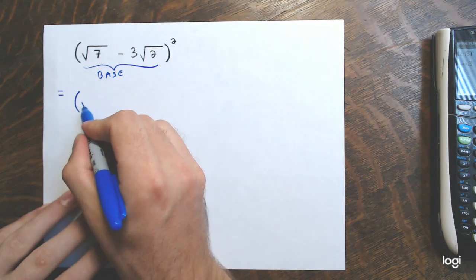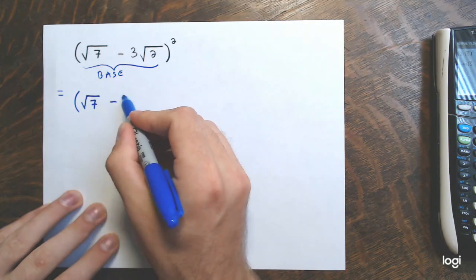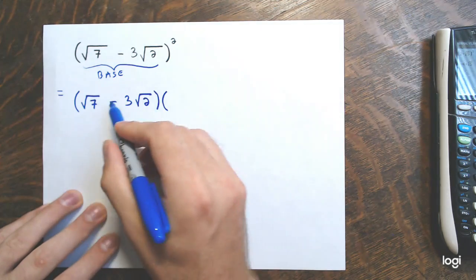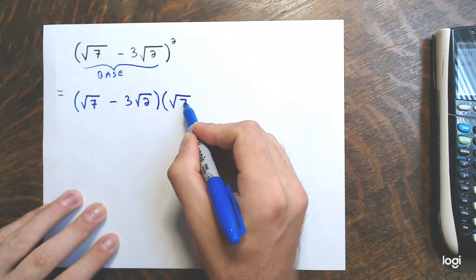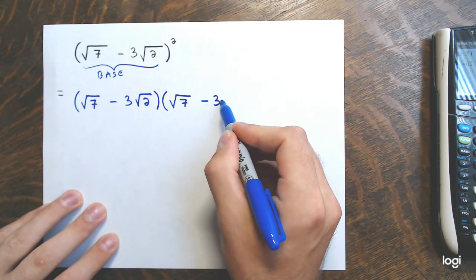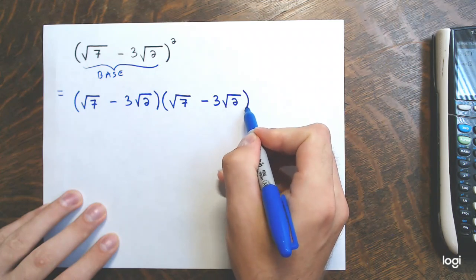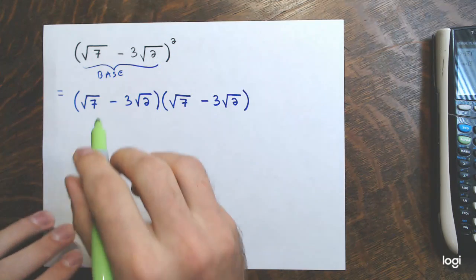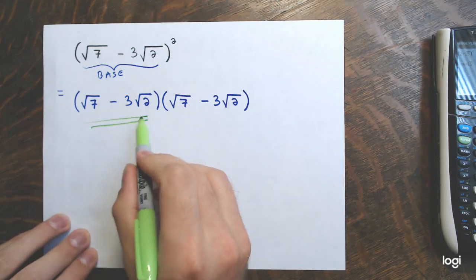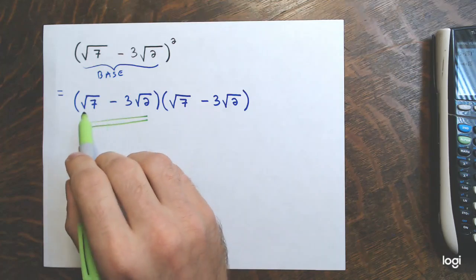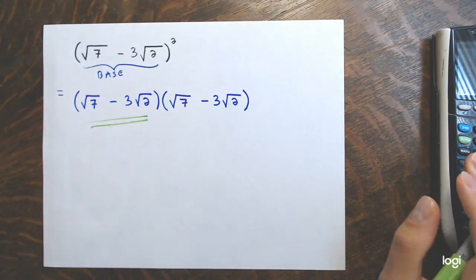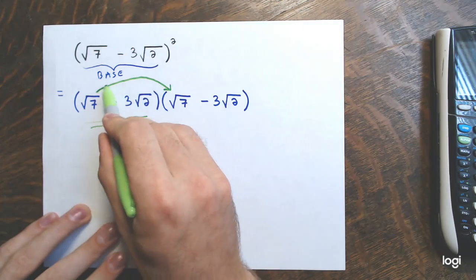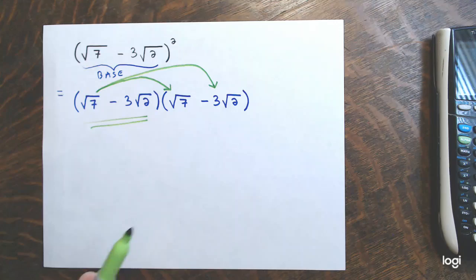So this is the square root of 7 minus 3 times the square root of 2 multiplied by itself, right? What it means to square something. Square root of 7 minus 3 times the square root of 2. And then just like the last two examples, I have two expressions with two terms. So I pick one and I take each term from one of them, distribute to the other, and then we'll combine all the like stuff at the end. So first I'll distribute the square root of 7. All right, see what we get there.